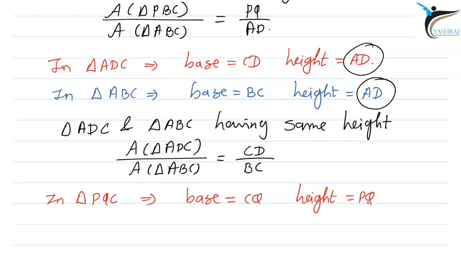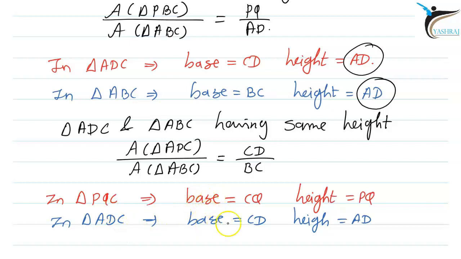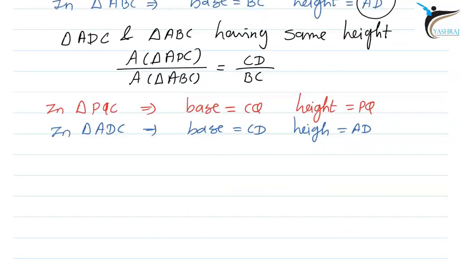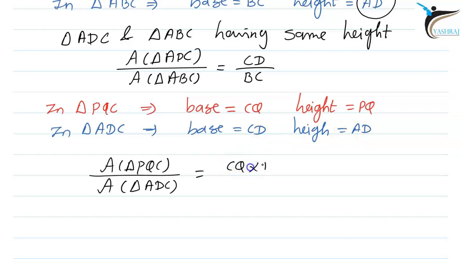And what about the second triangle, ADC? So I am writing again, in triangle ADC, the base becomes CD and the height becomes AD, as per the previous sub question. Look at both the triangles: they are having different bases and different heights now. So what about their area? That means area of triangle PQC divided by area of triangle ADC equals the ratio of the product of their corresponding bases and heights, that means CQ into PQ divided by CD into AD.